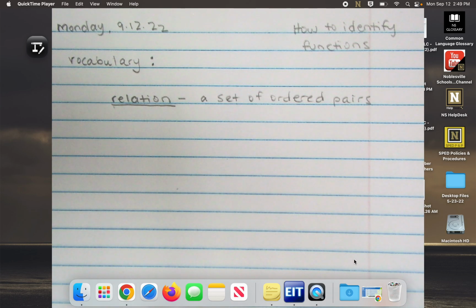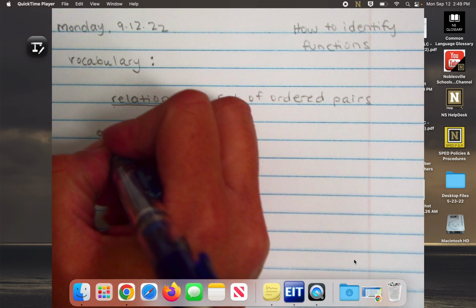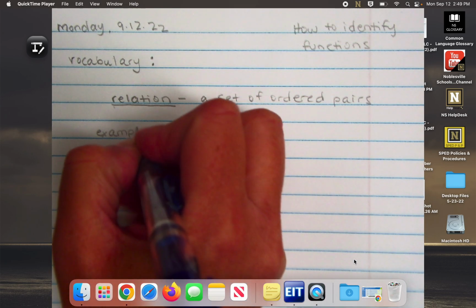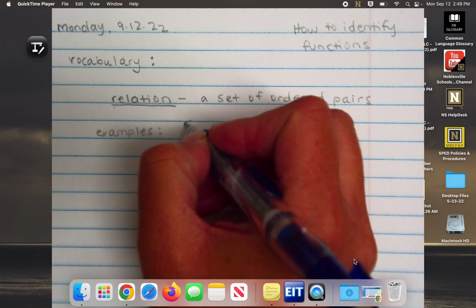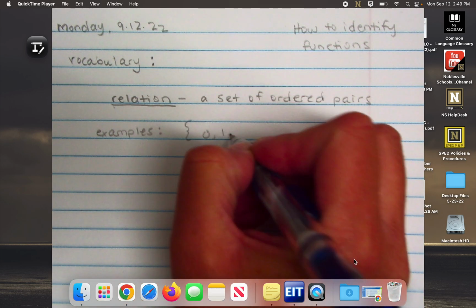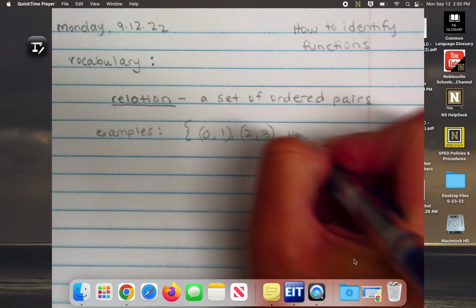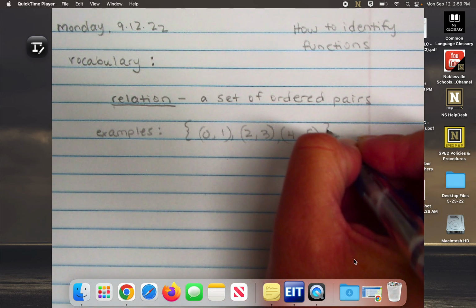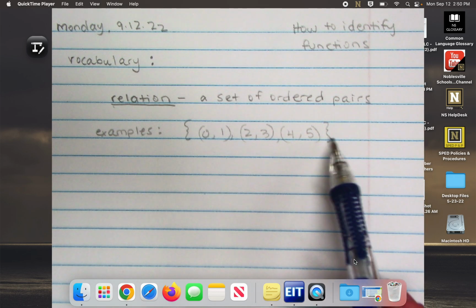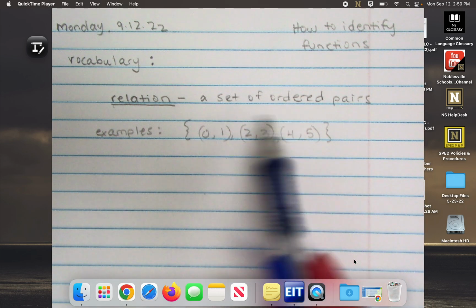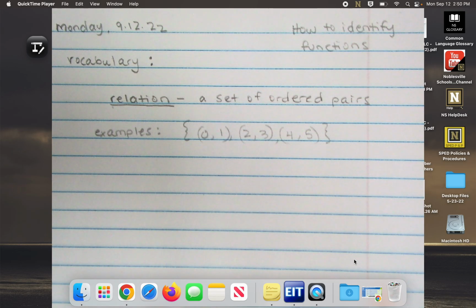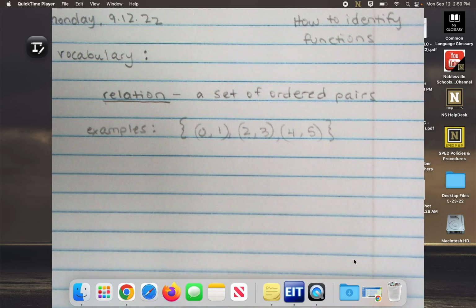Those ordered pairs can look a few different ways, right? So you can have an actual set of ordered pairs. Right, and these fancy brackets are just to say this is the relation. These three ordered pairs are what we're comparing to each other. Okay.